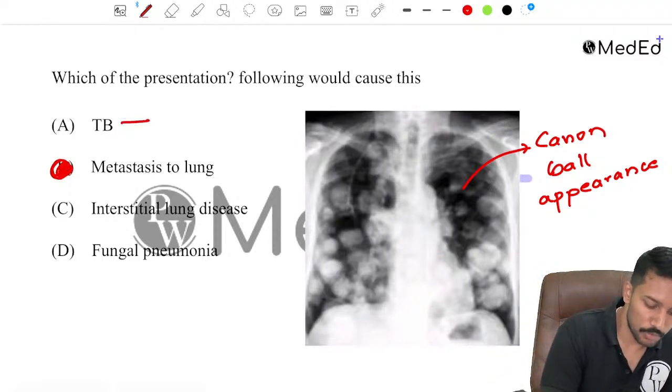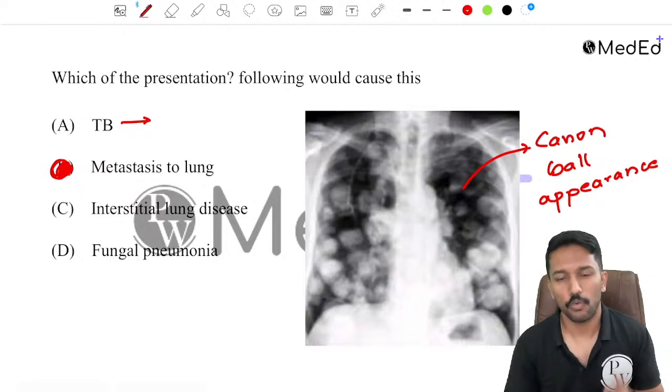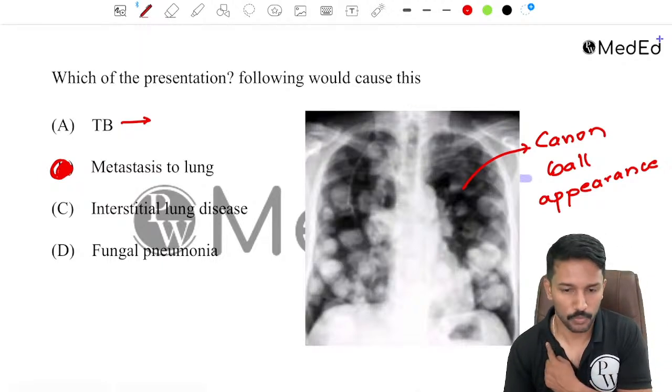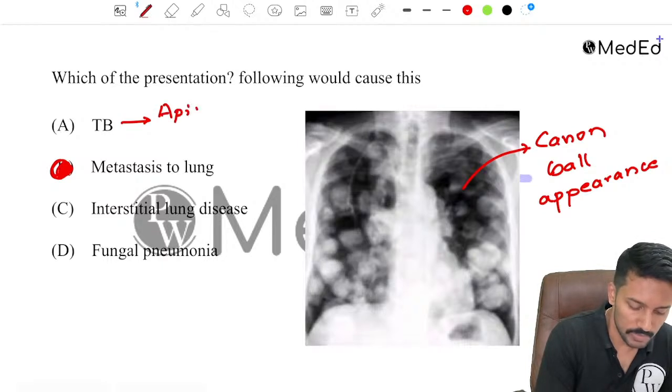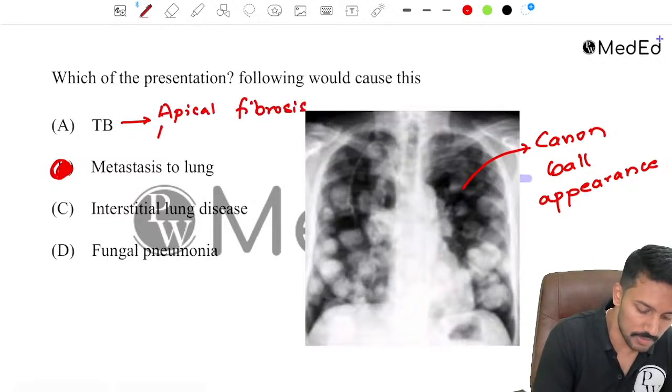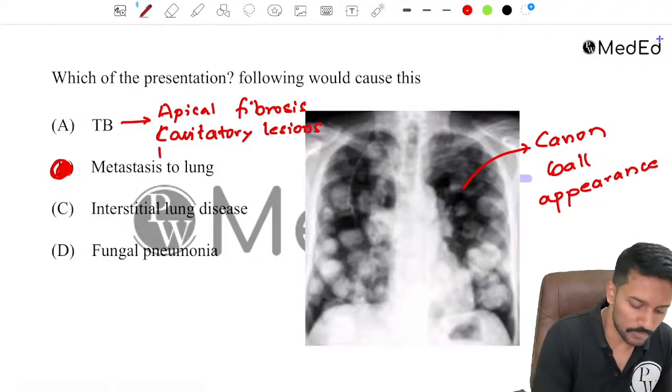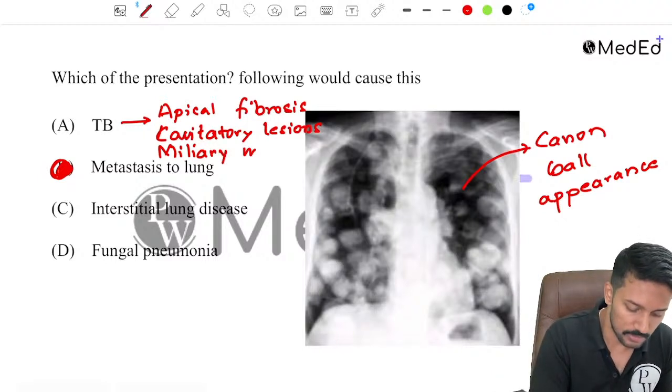If it was a case of tuberculosis, what could I have seen? Most commonly I would see apical fibrosis. Tuberculosis affects the apex of the lung more commonly, right? So you would have seen apical fibrosis. The second thing I could have seen is a cavitatory lesion. Tuberculosis causes cavitatory lesions. I'm not seeing any of that. Otherwise, I would have seen miliary mottling or small fibrotic streaks. Miliary tuberculosis is called miliary mottling. So I don't see those changes here, right?